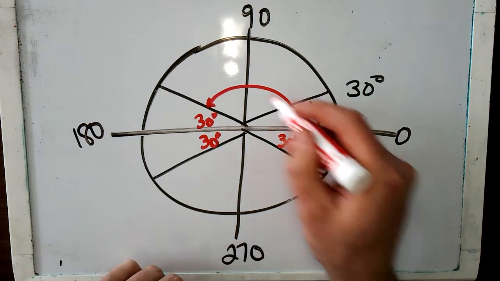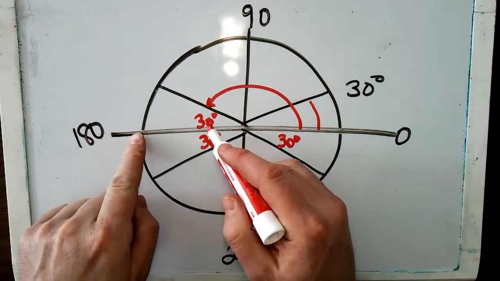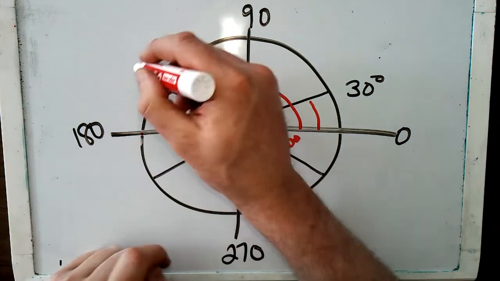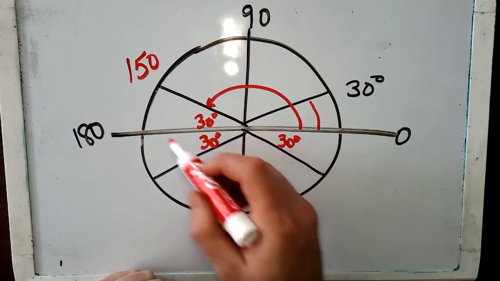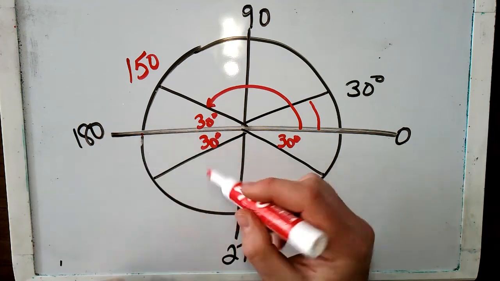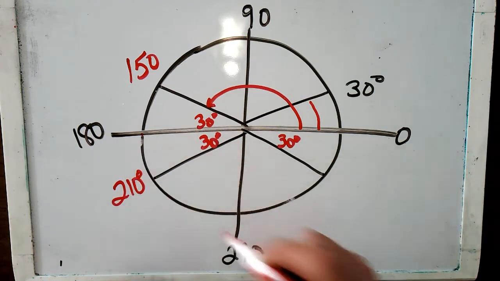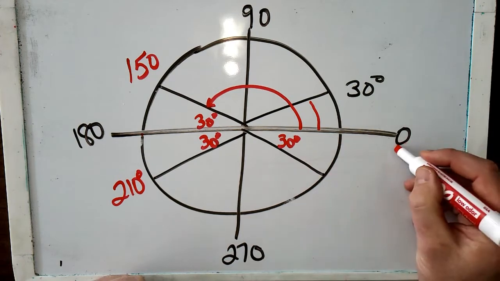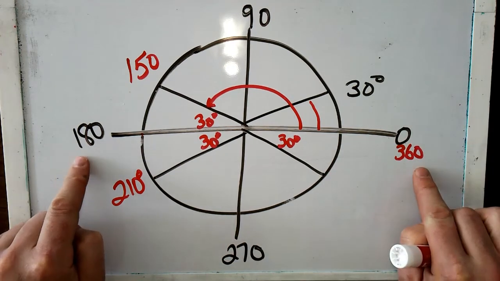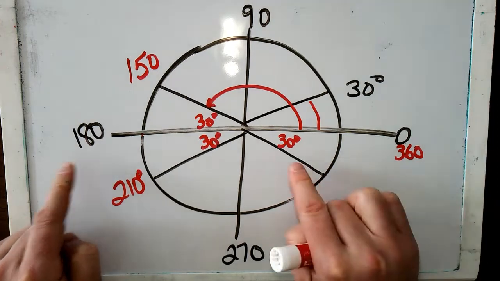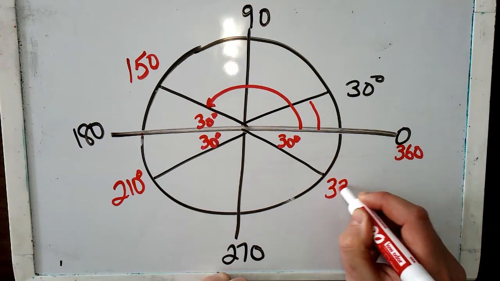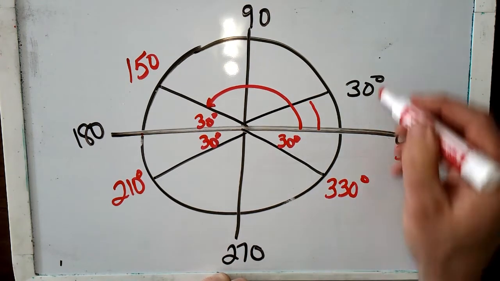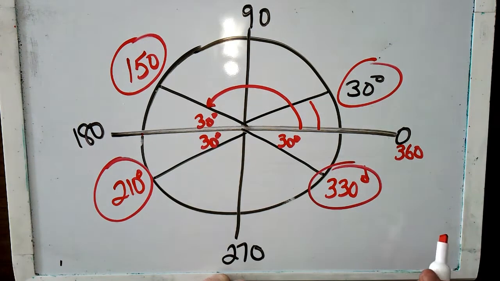So we know that this whole part is 180. We're short by 30, so we're going to subtract to get 150. 180 minus 30. This one here we go past 180, so we're going to do 180 plus 30. And this one here we use 360. We always use the 180 or 360, whatever's closest to the terminal side. And so 360 minus 30, 330 degrees.